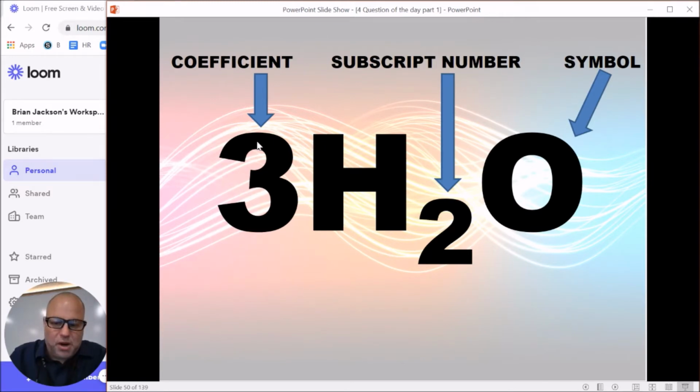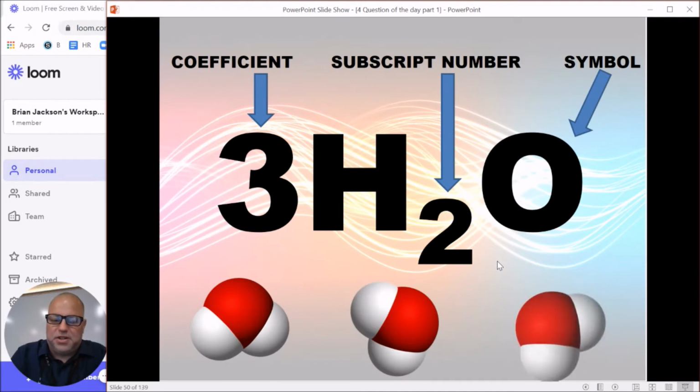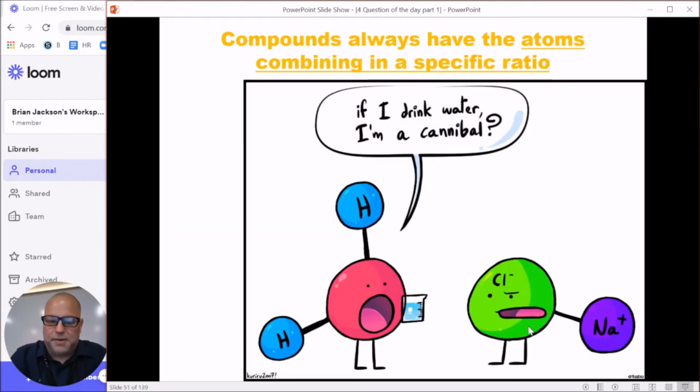So it's to save you work again, right? Instead of having to write H2O, H2O, H2O, you just put a 3 right in front of it. So the coefficients, they're the entire molecule. The subscript, just the one particular element that it's connected to. So there you go. Here's my picture. This is kind of like saying 1 H2O, 2 H2Os, 3 H2Os right there.